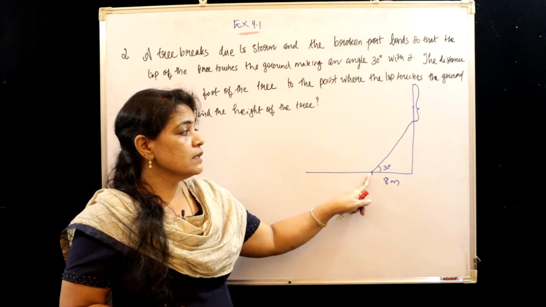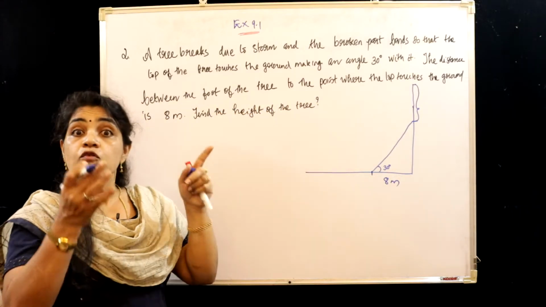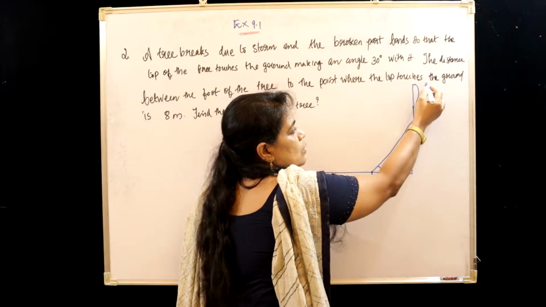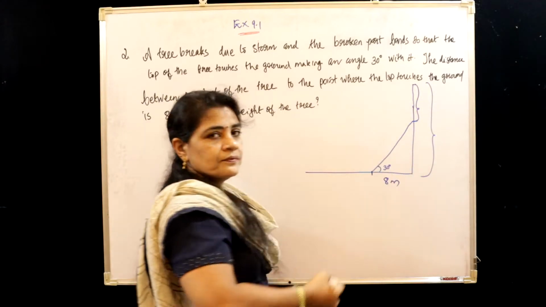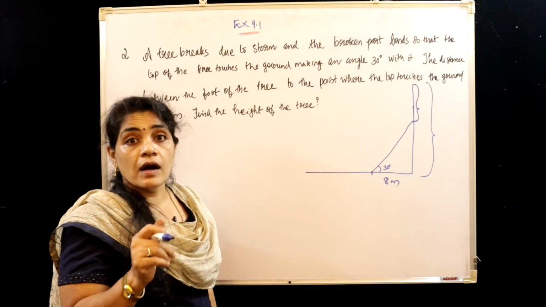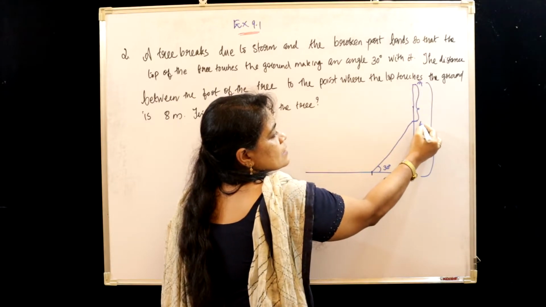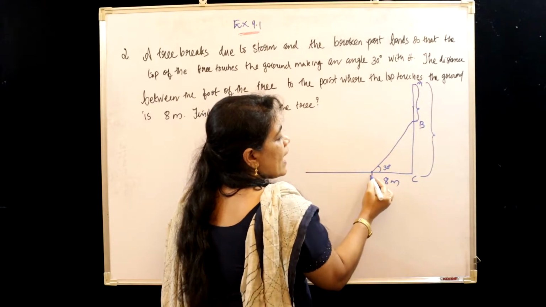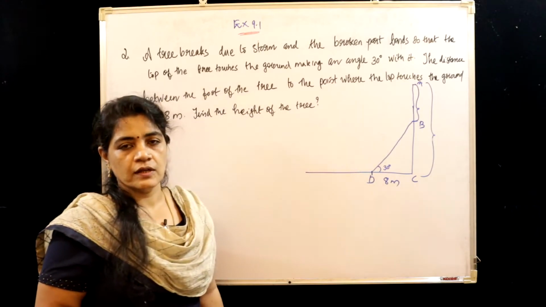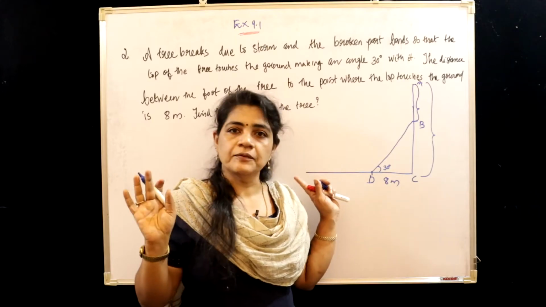So this distance is given as 8 meter from the foot of the tree. The point where the topmost part touches the ground is 8 meter. Find the height of the tree, the total height of the tree. Question is clear, children? Okay, so I am going to mark these points. This is A, this is B, this is C and D. The point where the topmost part of the tree touches the ground, that point is D.